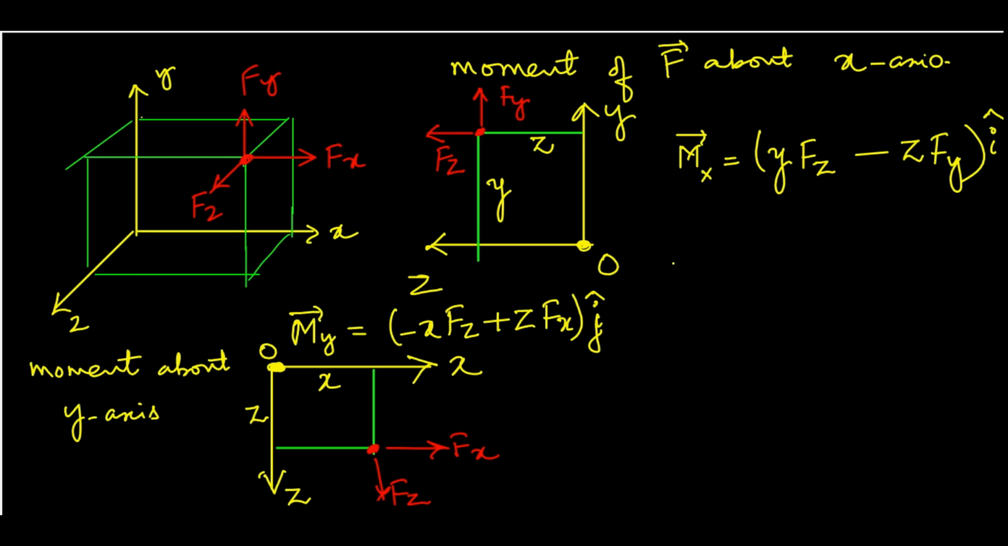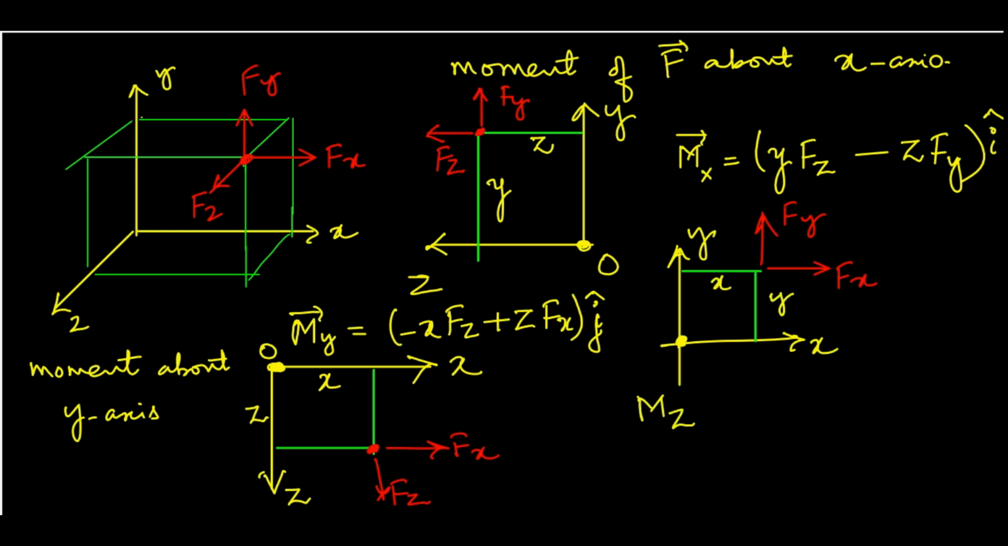Finally, if you look at Fx, Fy, and this is distance x and this is distance y, the moment about z-axis is x Fy causing counterclockwise or positive moment, and y Fx about the z-axis, right? This is the moment about z-axis.